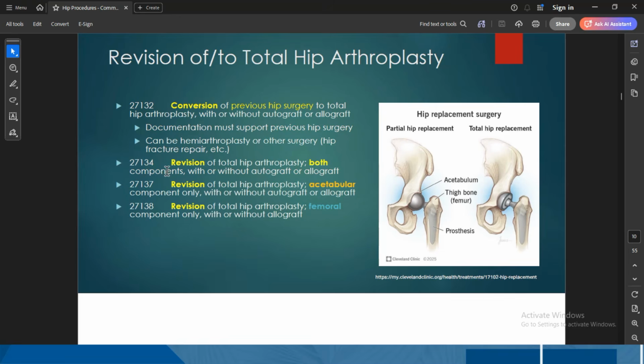27134, revision of total hip arthroplasty, both components, with or without autograft or allograft. So what are both components? Please mention in the comment section of this video. 27137, revision of total hip arthroplasty, acetabular component only. So the physician will replace or revise this component. 27138, revision of total hip arthroplasty, femoral component. So 27137 is only acetabular component revision, and 27138 is revision of total hip arthroplasty femoral component.